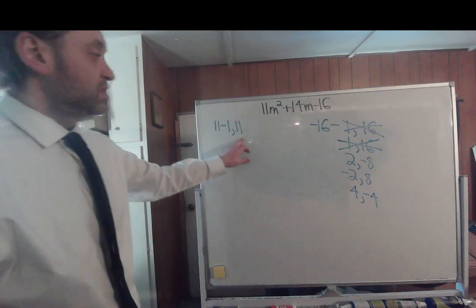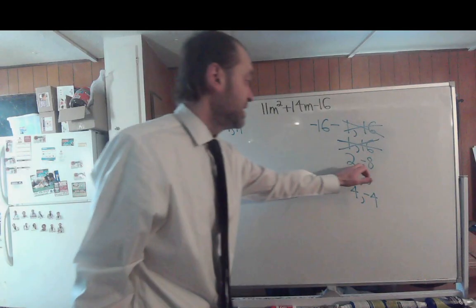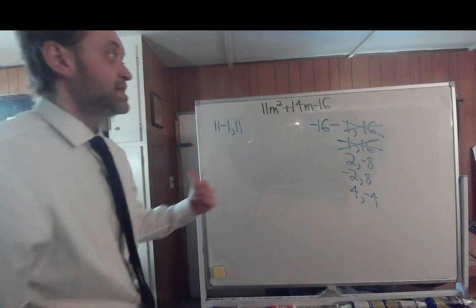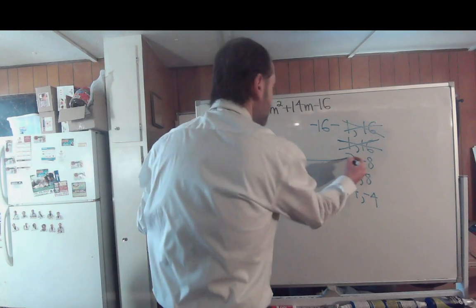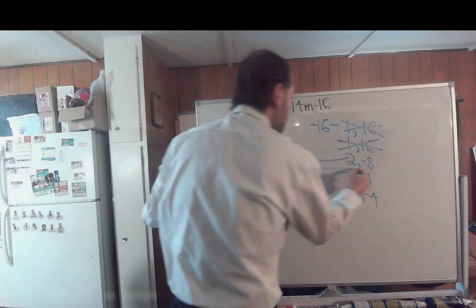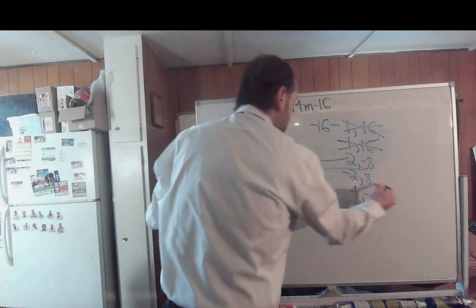Now, what if I took 11 times 2? That would give me 22 plus 1 times negative 8. So 22 minus 8 is positive 14. We found it. So 11 times 2, 1 times negative 8. So that means none of these others work.